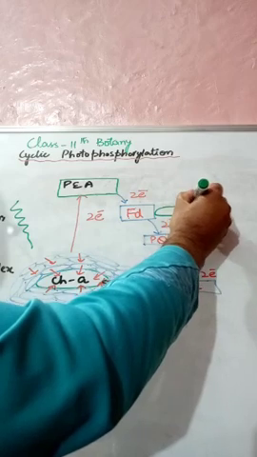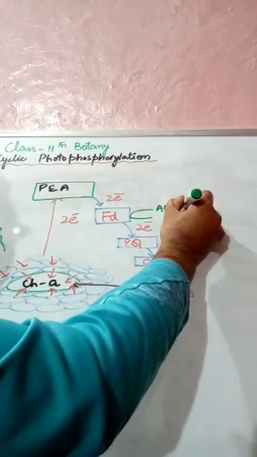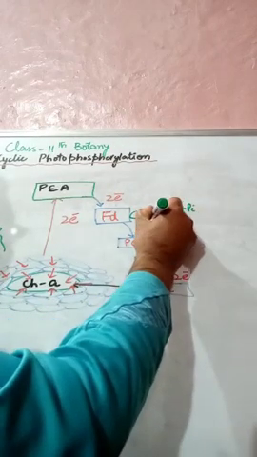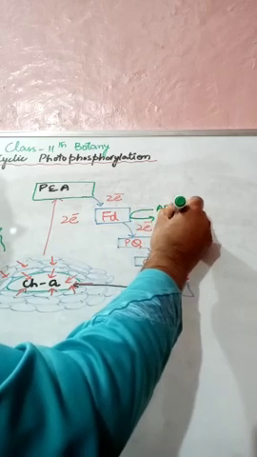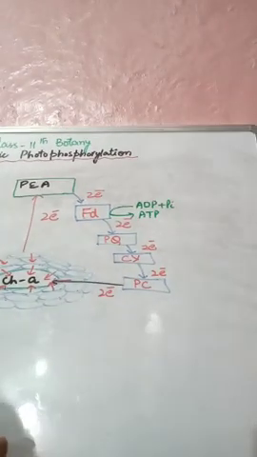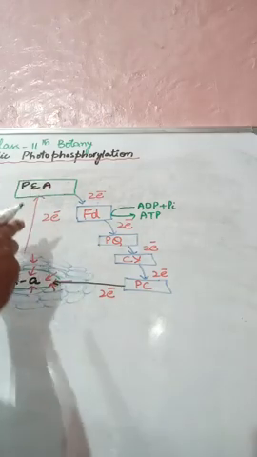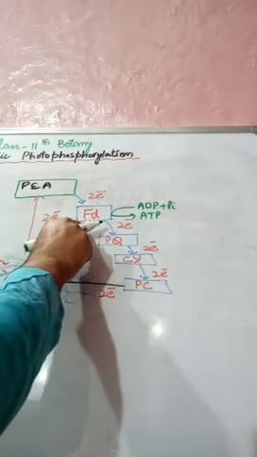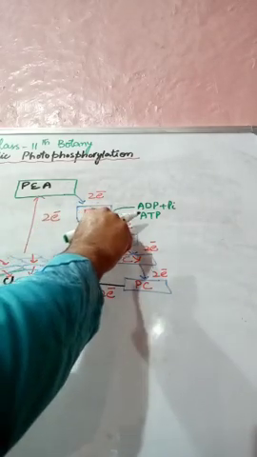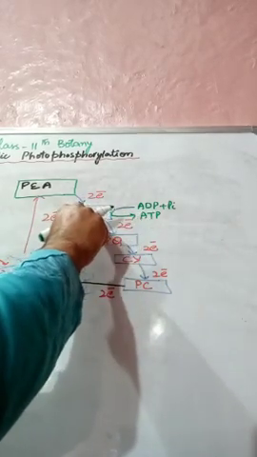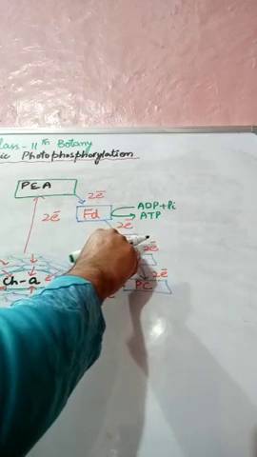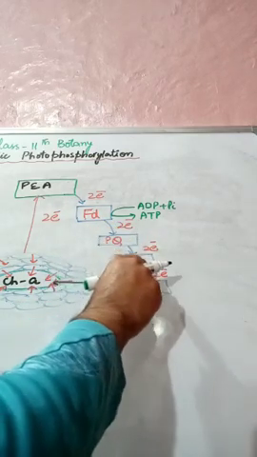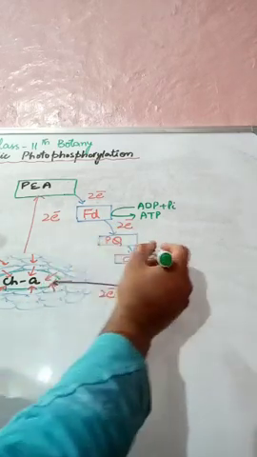ADP combines with the inorganic phosphate, and that energy gives rise to ATP. That is the first place, where we will see this pair of electrons release energy at two levels. One level is when it moves from the ferredoxin to the plastoquinone, and the second is when it goes through this cytochrome.